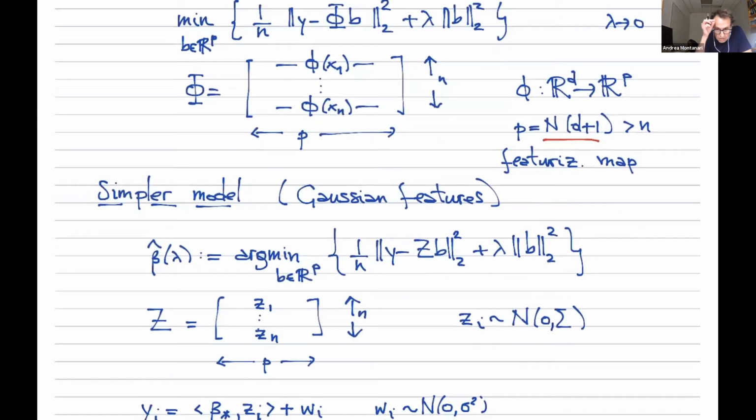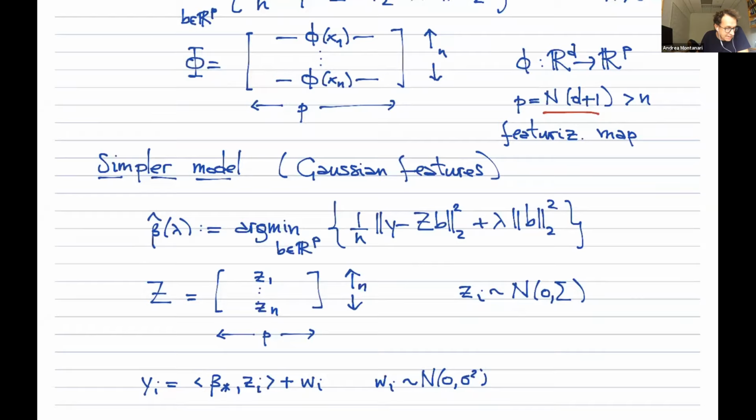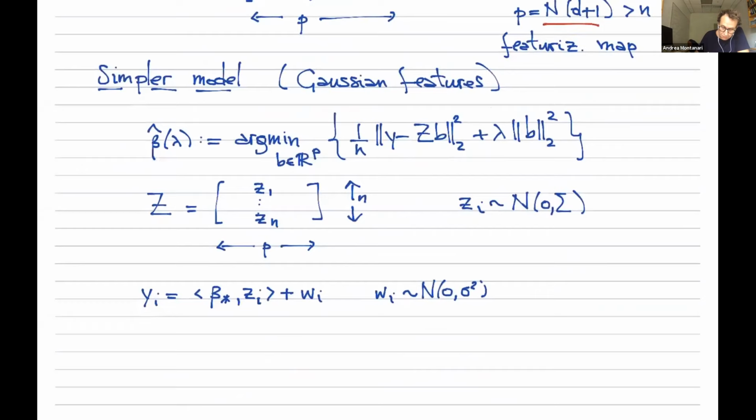Okay, so as is usually the case, it is useful to first understand simpler models. And what is the simplest possible model I can think of, even if it does not necessarily match our goal, is a Gaussian features model. It's just a model in which I replace my featurization map by a matrix Z that has IID Gaussian rows. So the features, that is the rows of Z, are Gaussian, with mean zero and covariance sigma, where sigma is a positive semi-definite matrix.